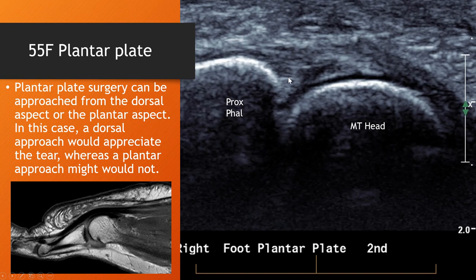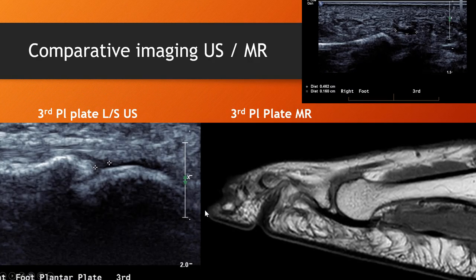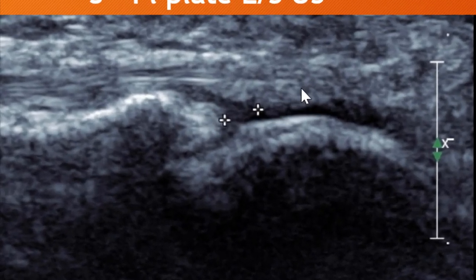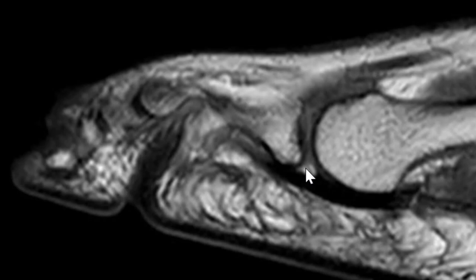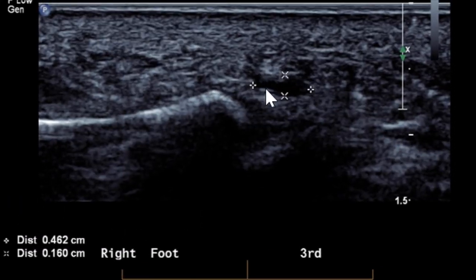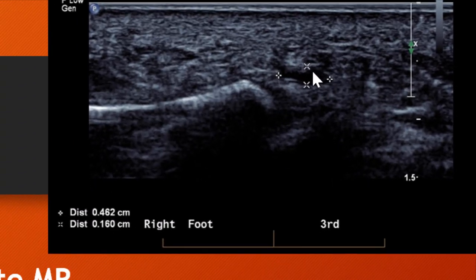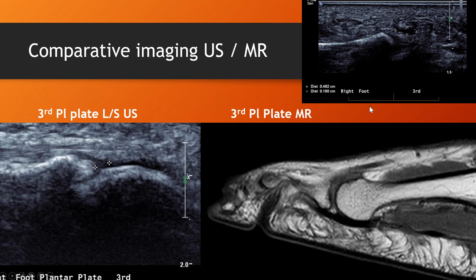And in this case, an MRI was performed following the ultrasound, and it not only confirmed the presence of a tear, which we can see here, but also confirmed a collateral ligament tear, which I'll show you in a minute. The same patient, the third metatarsal, just presented with a tiny little defect, less than 2 millimeters, and the MRI could show the same tear here. And on ultrasound, there was an associated little cystic ganglion overlying the plantar plate.